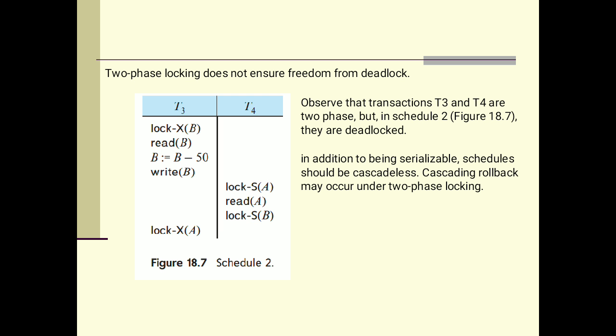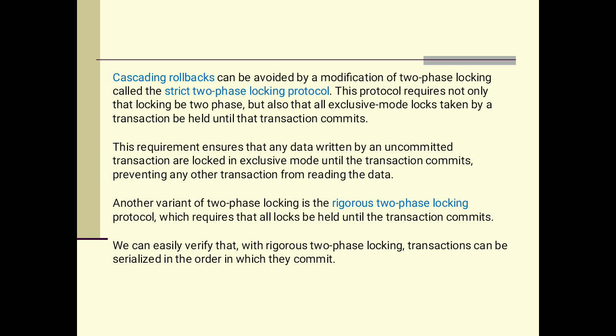In addition to being serializable, schedules should be cascadeless, and cascading rollback may occur under two-phase locking protocol. So what are cascading rollbacks? Cascading rollbacks can be avoided by a modification of two-phase locking protocol called strict two-phase locking protocol.